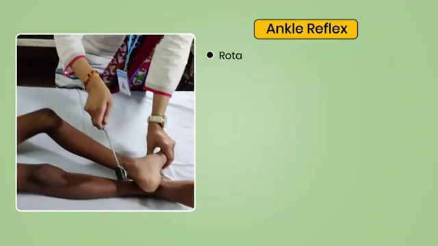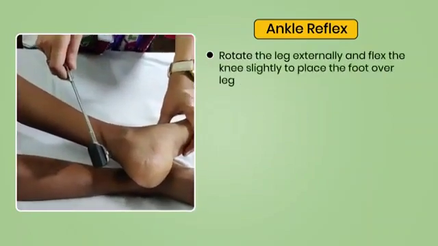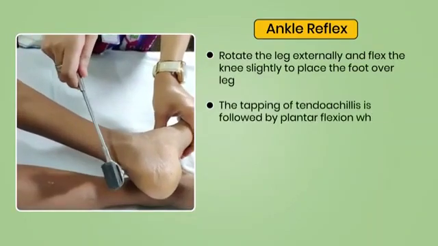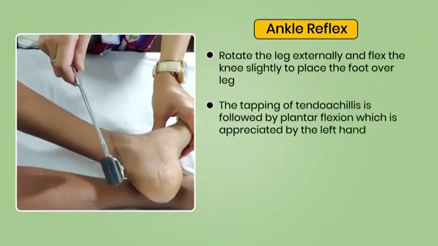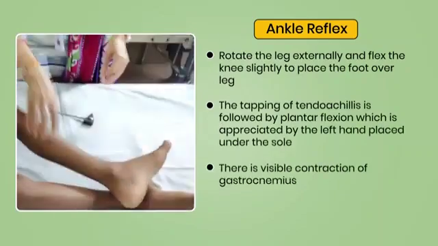Ankle reflex. Rotate the leg externally and flex the knee slightly to place the foot over leg. The tapping of tendo Achilles is followed by plantar flexion, which is appreciated by the left hand placed under the sole. There is visible contraction of gastrocnemius muscle.